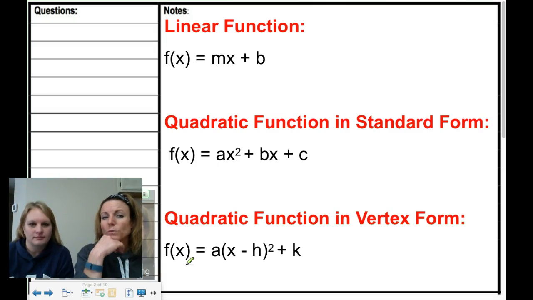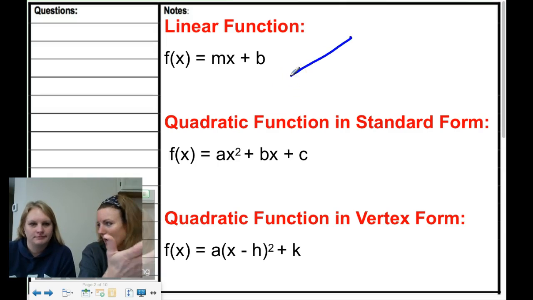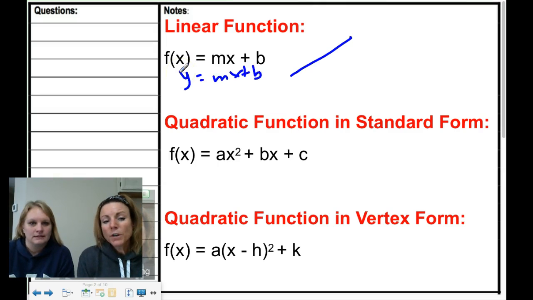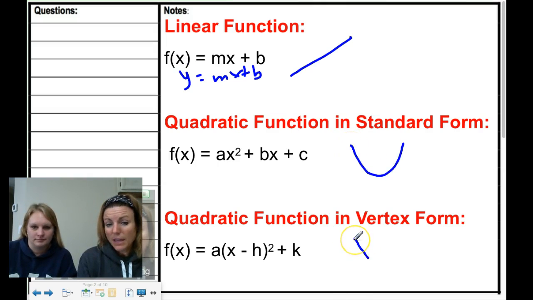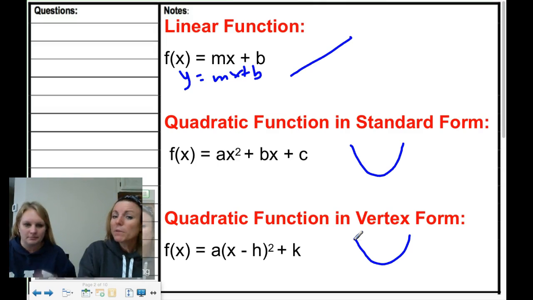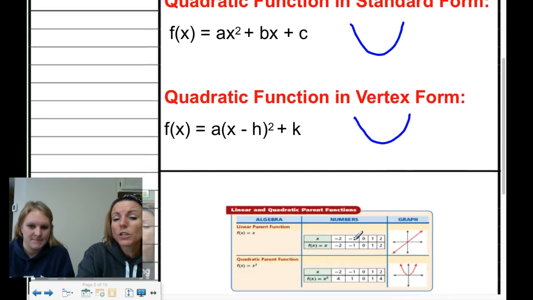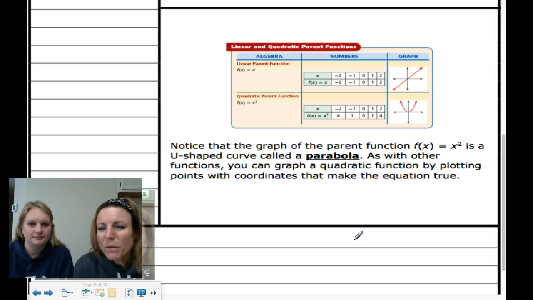Next page. Let's review. Linear function means straight line. So f of x, if that confuses you, just means y equals mx plus b. We have quadratic functions in standard form and quadratic functions in vertex form. Quadratic in standard form is ax squared plus bx plus c, and you can see the vertex form right in front of you. We're going to talk about this in the next example a little bit more. You'll get it. But that's the shape of a quadratic function, and the vertex of the basic quadratic function is at 0, 0.